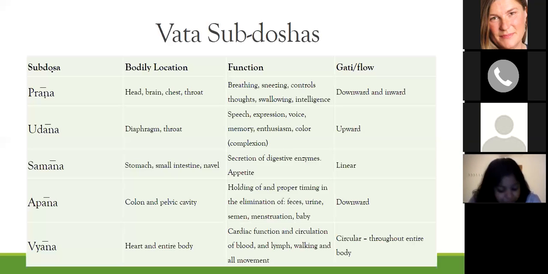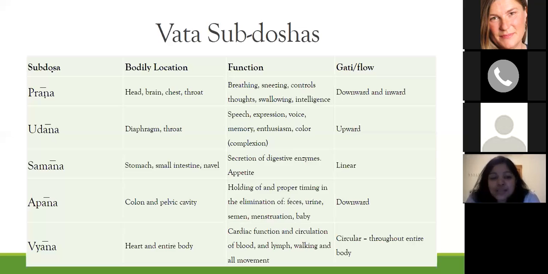Okay? So this prana vata is located, basically, the locations where it carries out its function are the head, the brain, the chest, and the throat. And its function is, again, breathing, sneezing, controlling of thoughts, swallowing, and intelligence. So you would think, okay, breathing and sneezing makes sense, and even swallowing. But how do thoughts and intelligence have anything to do with prana?